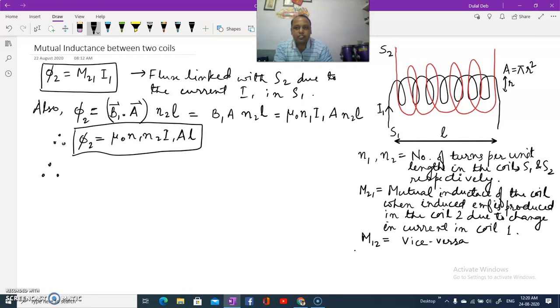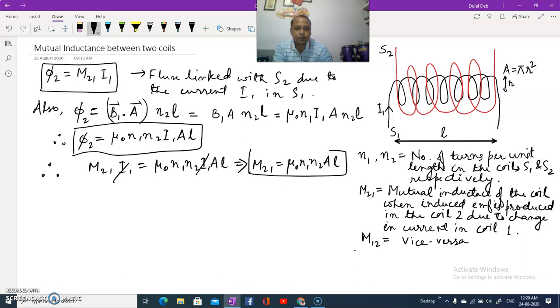Therefore, comparing these two, we can write M21 I1 equals mu naught N1 N2 I1 A L. Obviously I1 and I1 cancel out, and so the final value of M21 is mu naught N1 N2 A L. So this is what we get for the mutual inductance when the current is changing in the first coil S1 and the induced EMF is produced in the second coil.